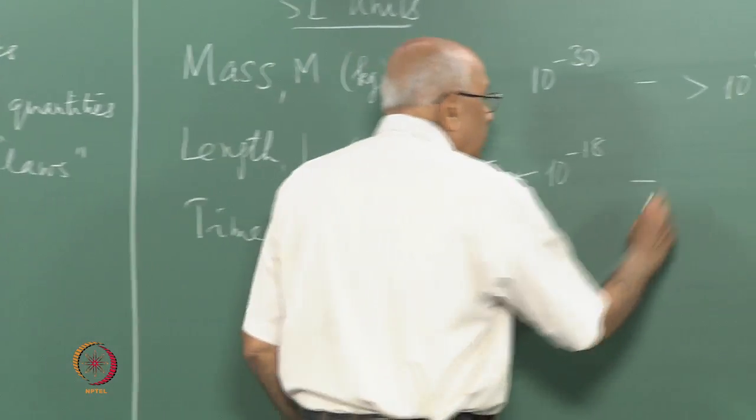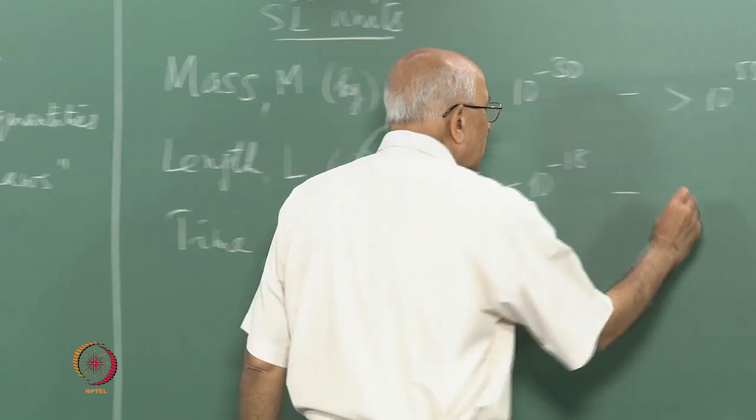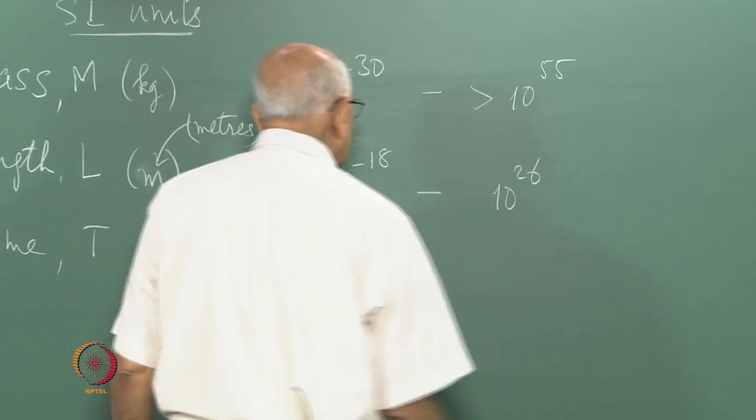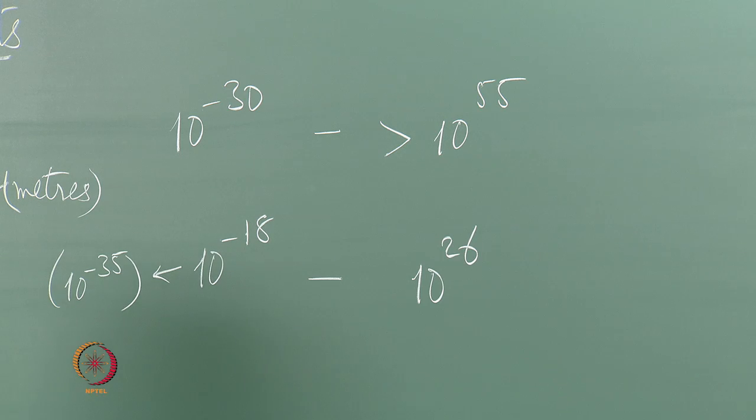At the other end, the longest length we can think of is the radius of the known universe, and this is of the order of 10 to the 26 meters. So once again you see that there are 44 orders of magnitude here.